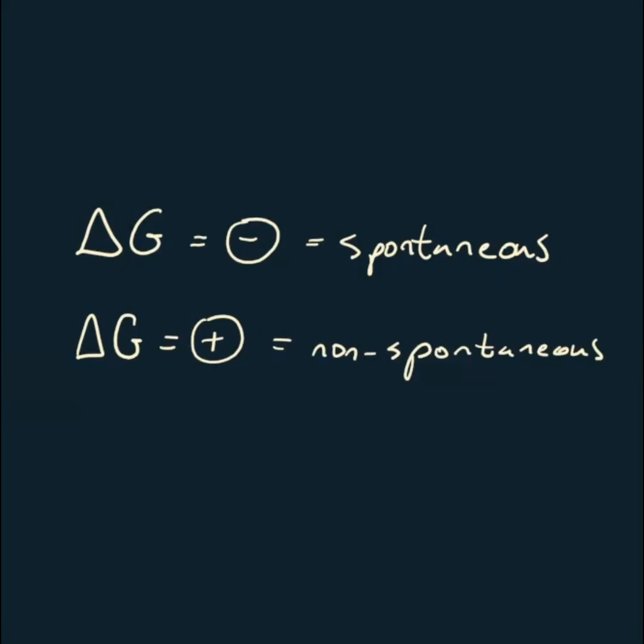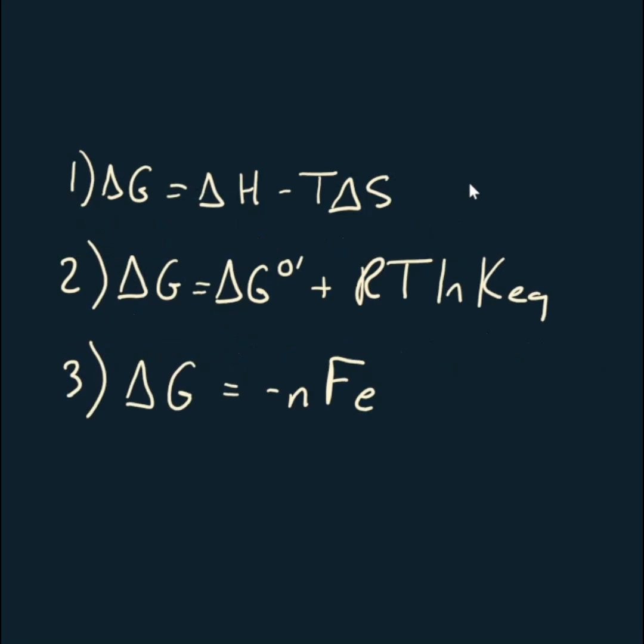Gibbs free energy is important in chemistry because it indicates whether a certain reaction will go through on its own, in which case delta G is negative, or vice versa. There are three different equations in which Gibbs can be expressed, each highlighting a different perspective.